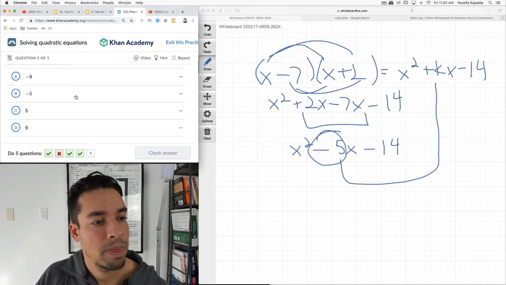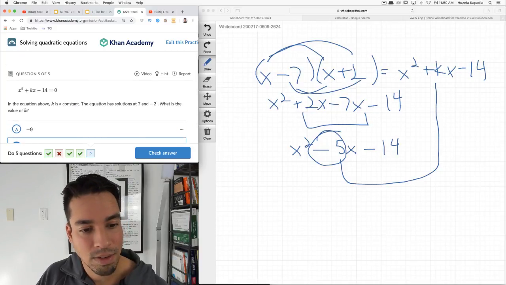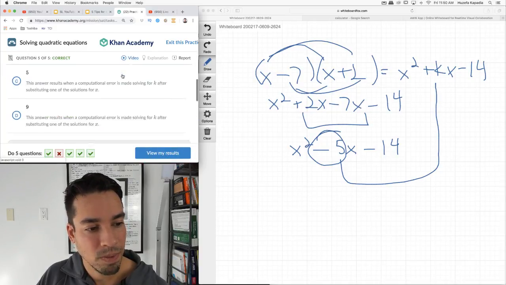What I always say is that the sign to the left belongs to the number. So it's a minus in front of it. It's a negative 5, not a positive 5. And there we go.